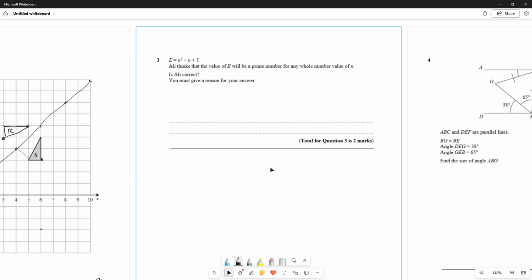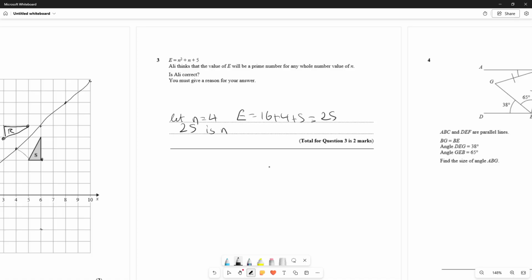So if you just find one example where he is wrong, you can write that and he'll be incorrect. Okay, so let's try 4. If we let n equals 4, you get 16 plus 4 plus 5, which is equal to 25. 25 is not a prime number. And yes, we have proved them, but now we have to say, is he right or wrong? He's wrong. So he is wrong. Or she, I don't know, but see name.